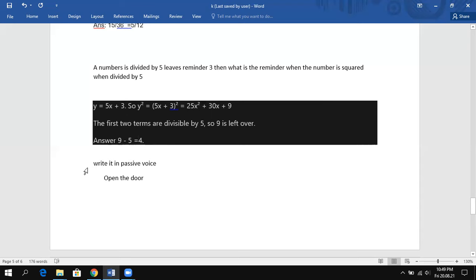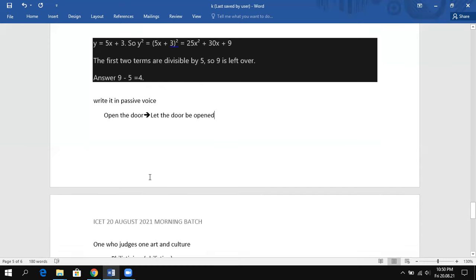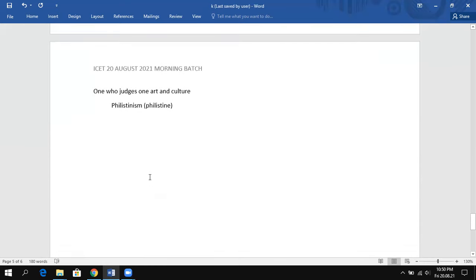There was another question asking to write in passive voice. The question was: open the door. What could be the passive voice of open the door? It could be: let the door be opened. If this is present in our options, this could be the answer.